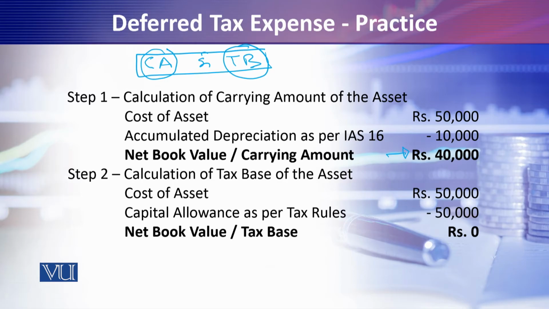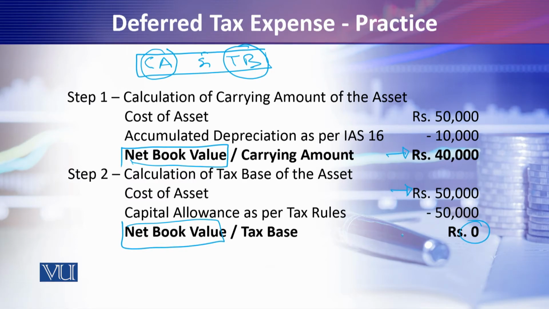Calculating this is quite easy for you. Whereas the tax base of the asset is again the cost of 50,000, straightforward, and the amount that taxation rules allow to subtract as tax expense, which is 50,000. So its net book value from a taxation point of view will be zero.